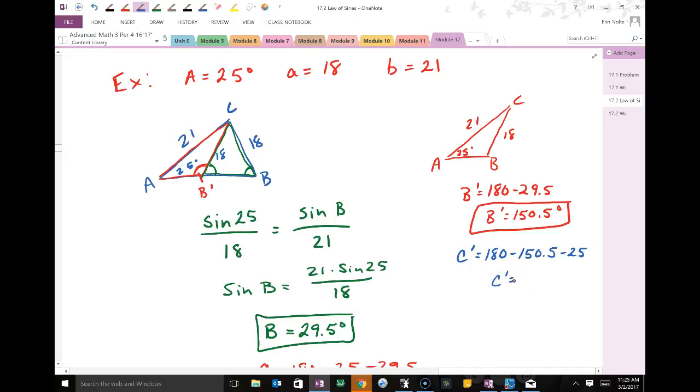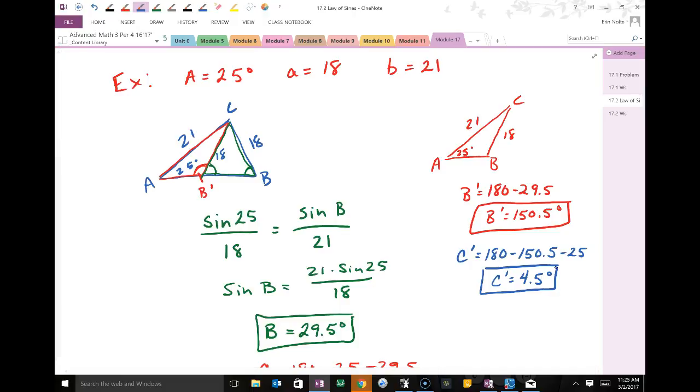It's very small. Maybe not my best example. 4.5, yeah, that's what I got too. Makes a very small one. So my triangle's not drawn to scale.